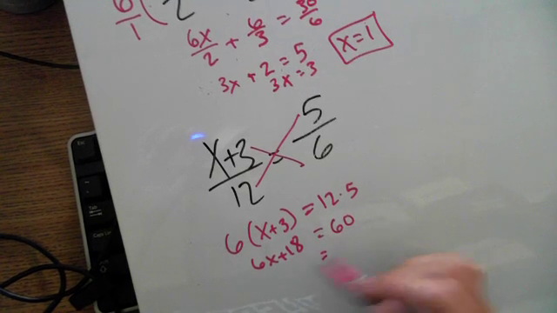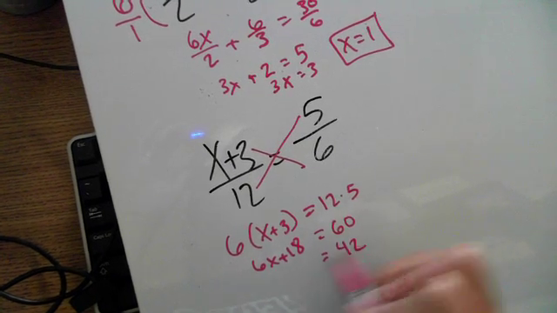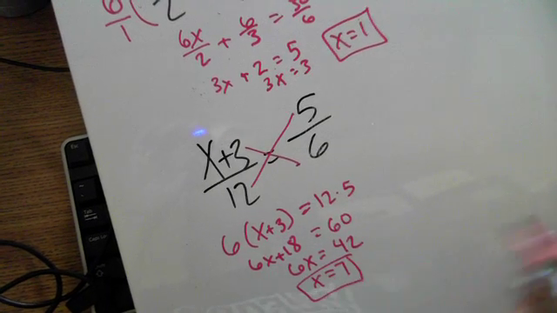Now all you have to do is solve for x. So we're going to subtract 18. That gives me 42 is 6x. Divided by 6, x is equal to 7.